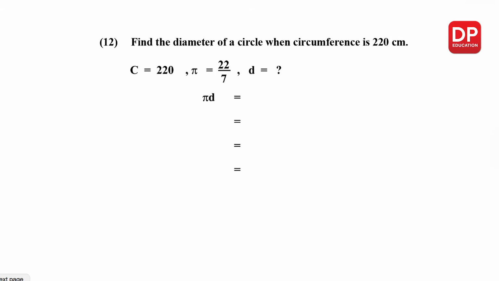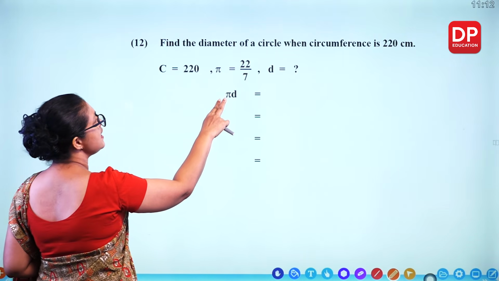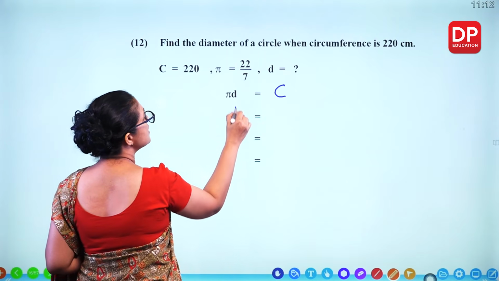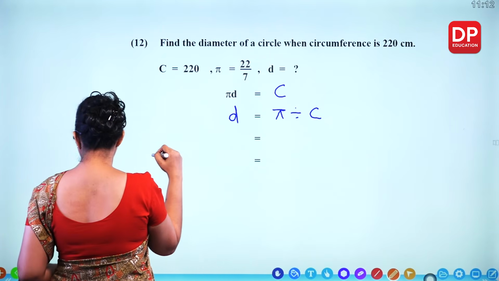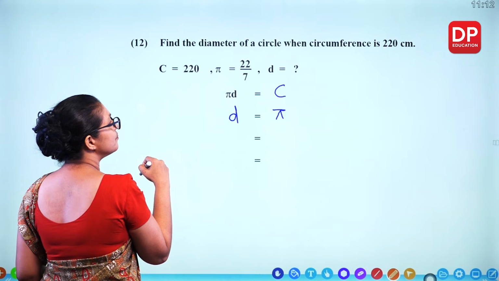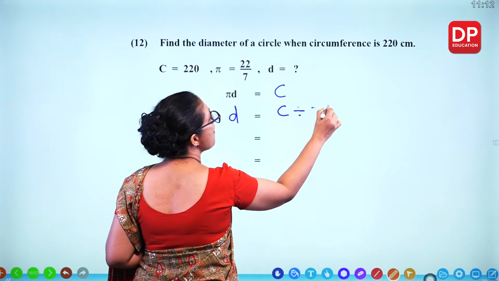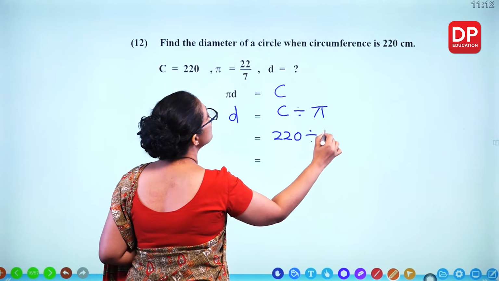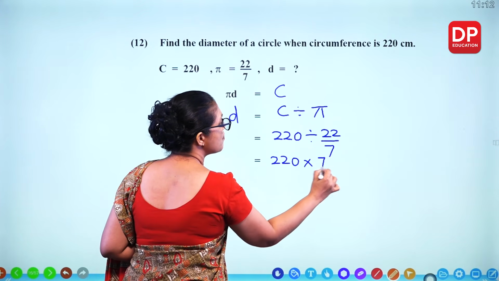Find the diameter of a circle when circumference is 220 now. Circumference is given. You are asked to find out the diameter. So pi d equals C. Now d equals C divided by pi. What's C? 220 divided by 22/7. So convert to multiplication. That's the reciprocal of this.